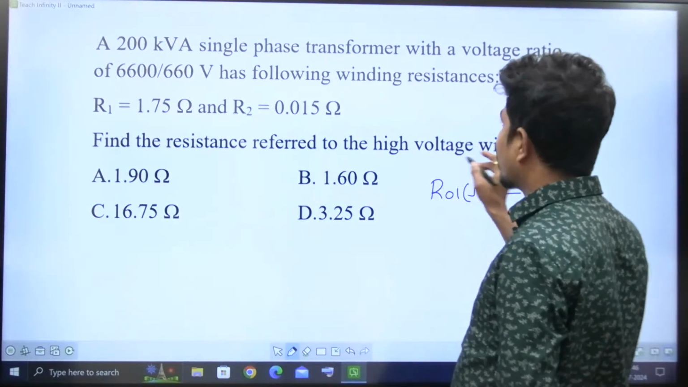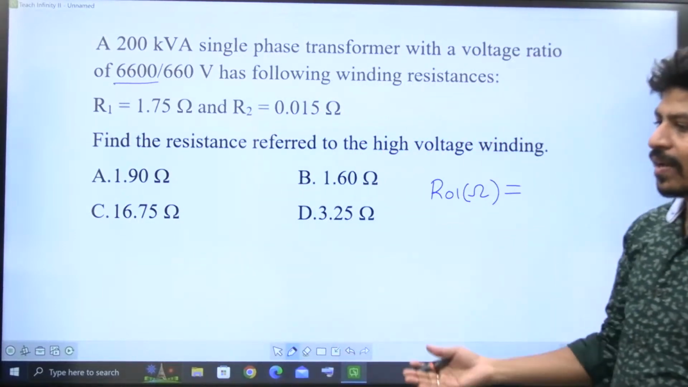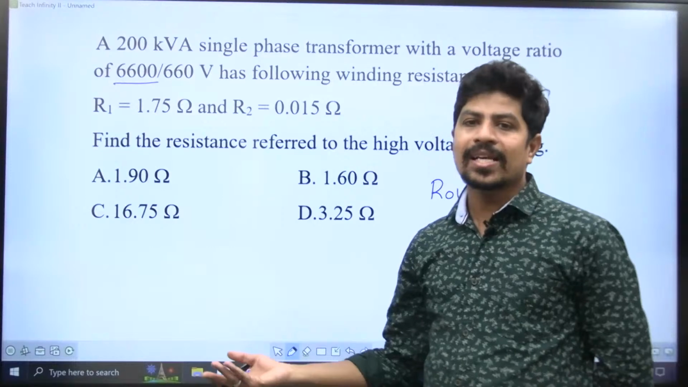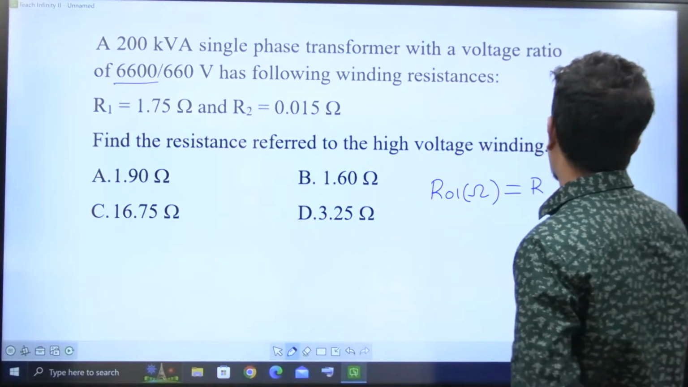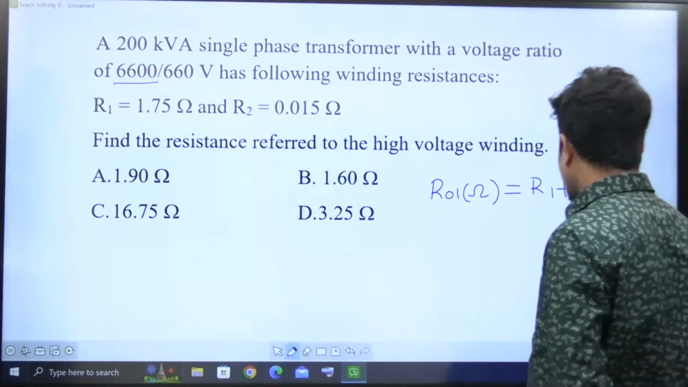R01. One is primary. Yeah, here primary is high voltage. If you take the left side one as primary, that is the high voltage side. So he's asking entire is referred to primary side. What is the R01 formula? R1 plus R2 by K square. What is K?